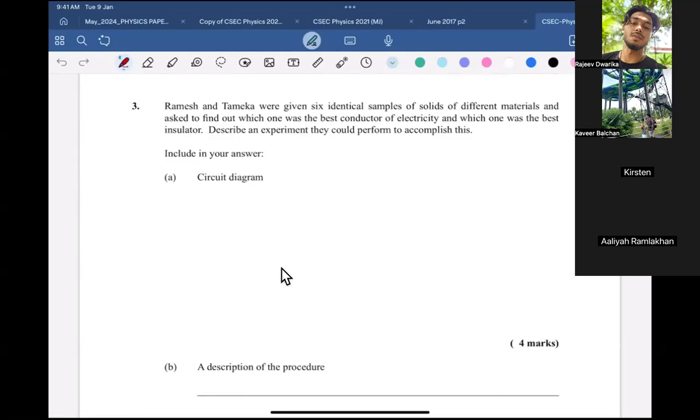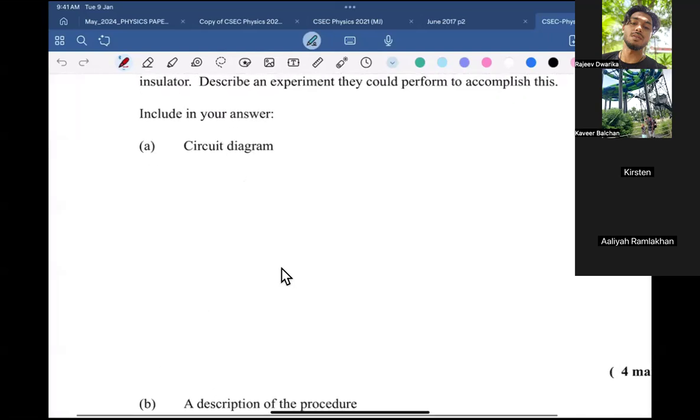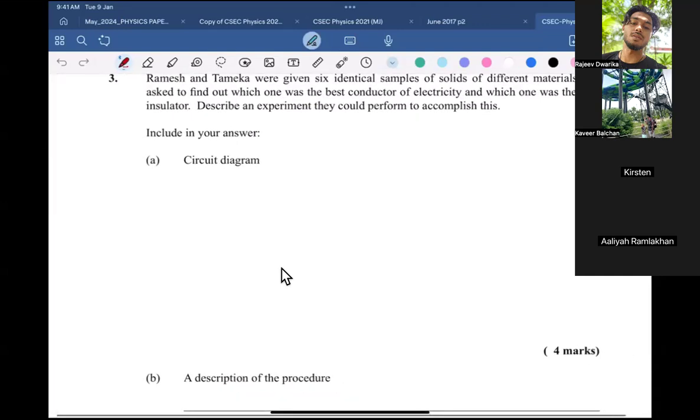Okay, Alia, too much time has passed. I'm going to put the answer on the board, right? Right. So Alia, are you paying attention?